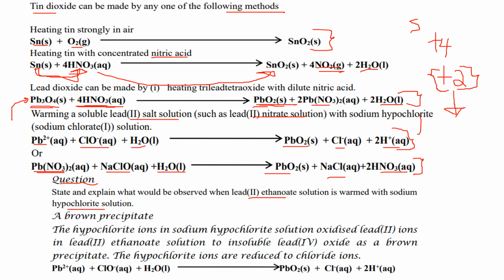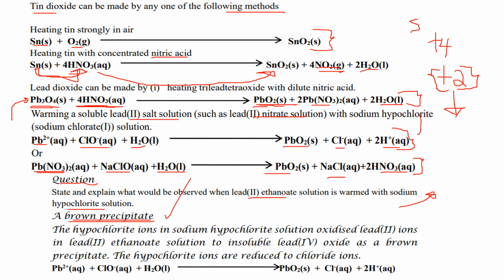So first of all, we shall see a brown precipitate because lead 4 oxide is brown in color. You have to be very conscious about that, and you have to know their colors by simply reading your practical book. So we shall say brown precipitate, and the brown precipitate is due to formation of lead 4 oxide.